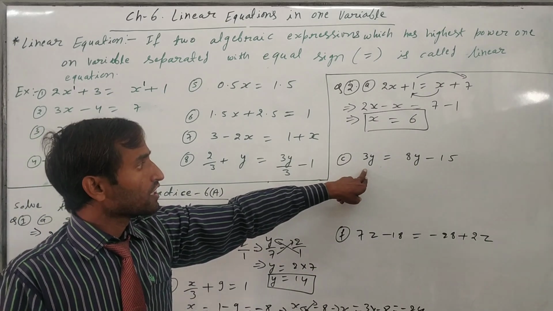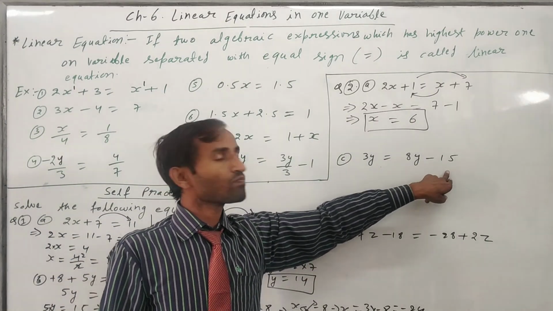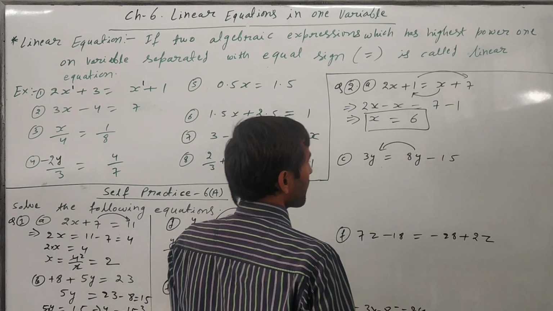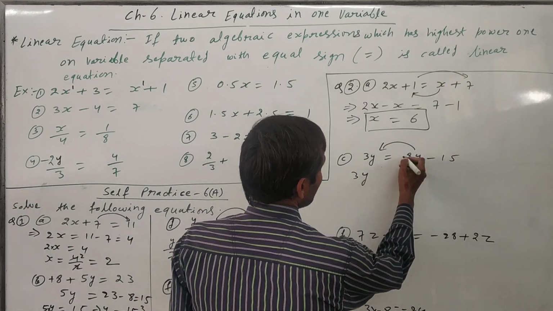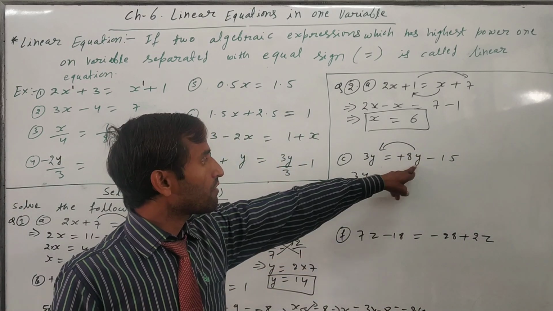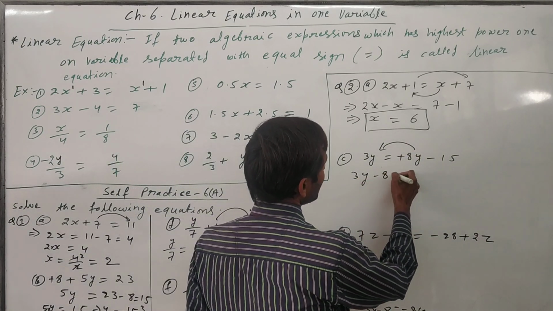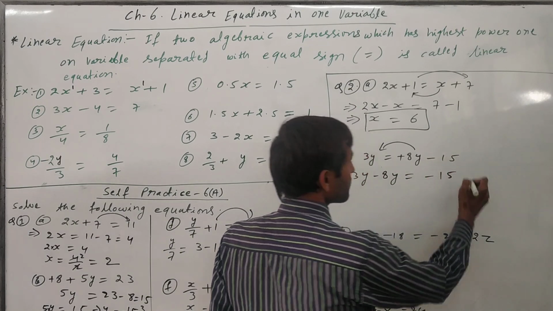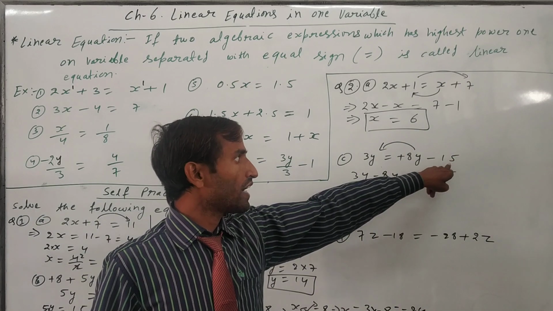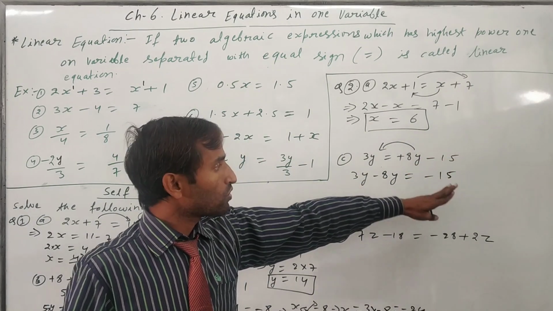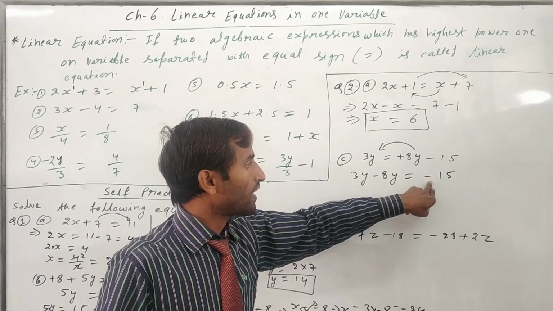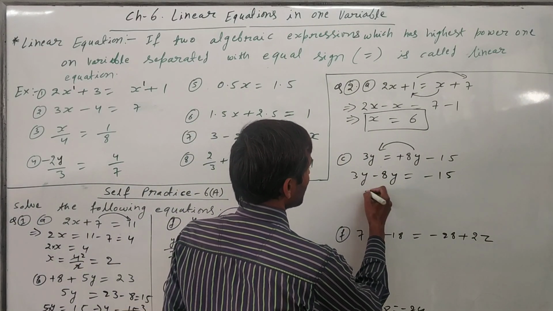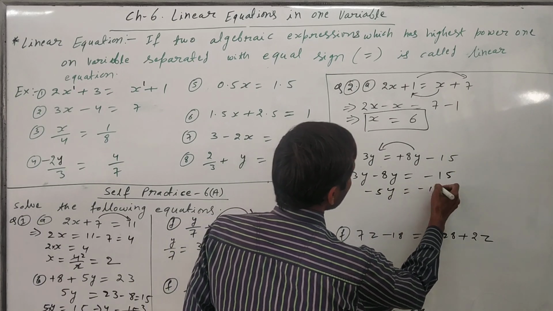Now in the C part, 3y is equal to 8y minus 15. So again we have to transpose this 8y to this side. Okay. So for 3y here the plus sign is written, so it will come as minus. So just write down here 3y minus 8y is equal to minus 15. Because here the minus sign is there, it will not change sign because we have not shifted it anywhere. This one is on the same side only, so minus will be there only. So now we will subtract: 3 minus 8, minus 5y will come, is equal to minus 15.